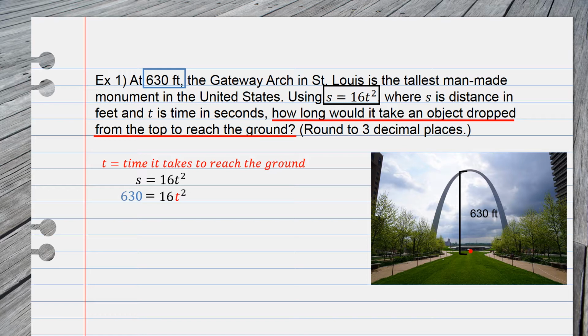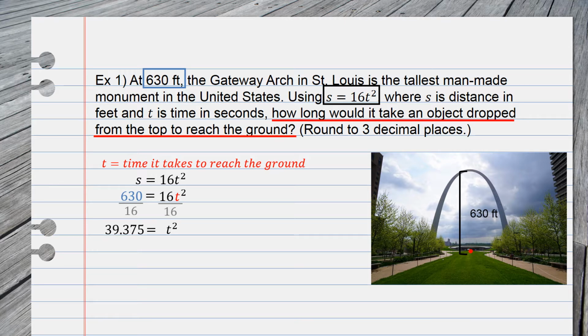Now that we have a plan, we're ready to solve. In this case, we're trying to solve for t. Now notice, this is a quadratic, but I only see t squared. I don't see any plain t's, which means I need to isolate my one and only variable. To help isolate it, I need to divide both the left side and the right side by 16. And so when I do that, we get the t squared by itself, but take a moment now to use a calculator and divide 630 by 16.